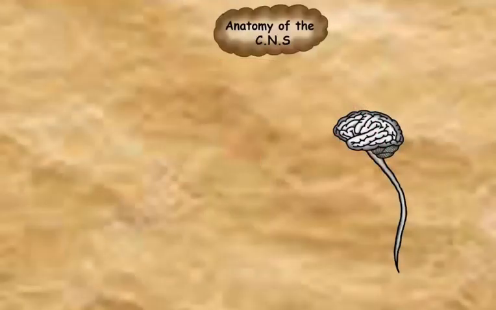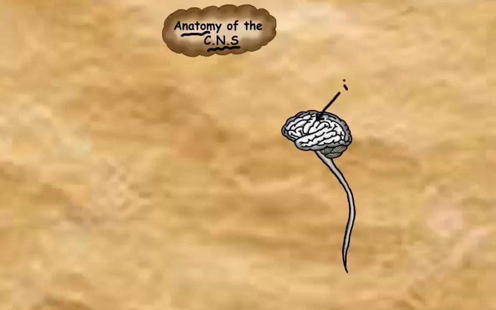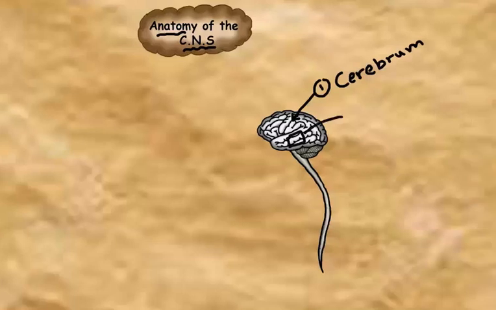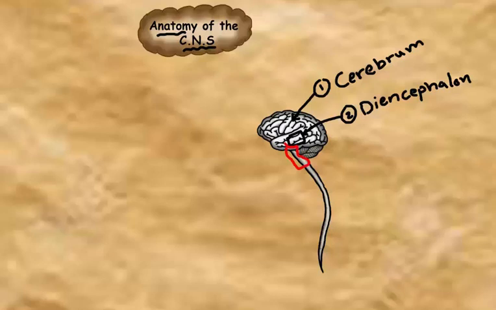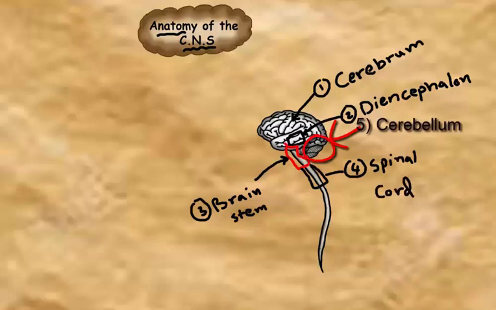Hi everyone, this is the first part in a series of 3 videos about the functional anatomy of the central nervous system. In these videos, we will be talking about different parts of the nervous system. We will start with the cerebrum, the diencephalon, the brainstem, the spinal cord, and then we'll talk about the cerebellum.